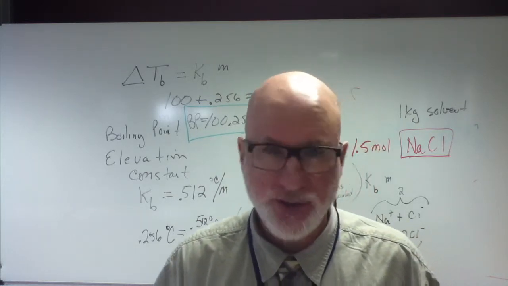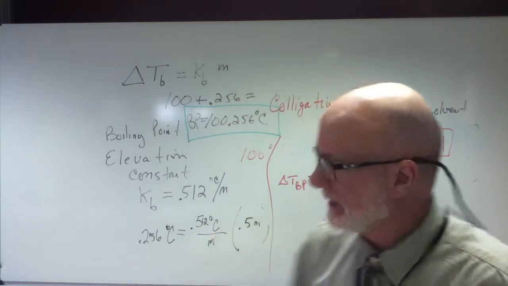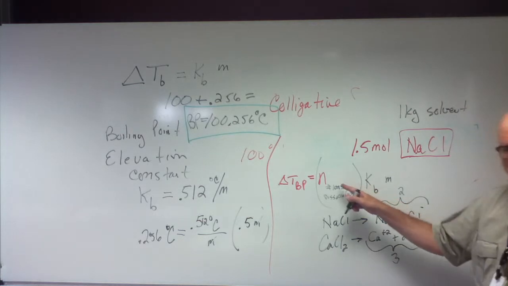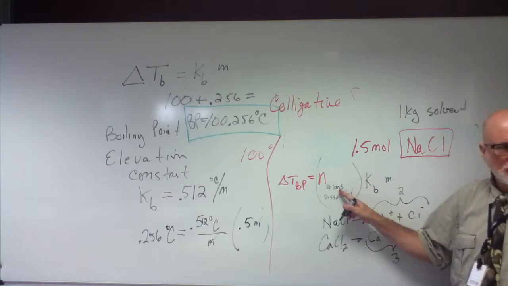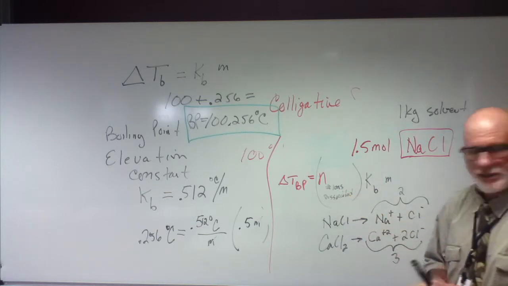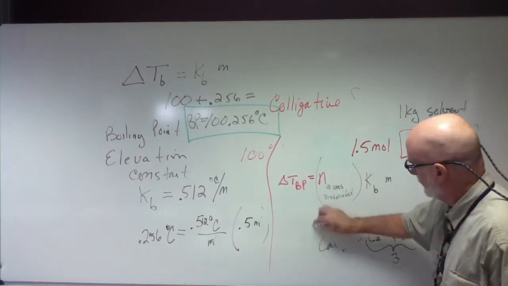3 moles of particles. So you have to somehow make that correction. Yes? And that's what the N is for. So that's going to be 1.5, correct? So you've got to multiply it by 2. You see that? Yes? What's the molality of this solution?